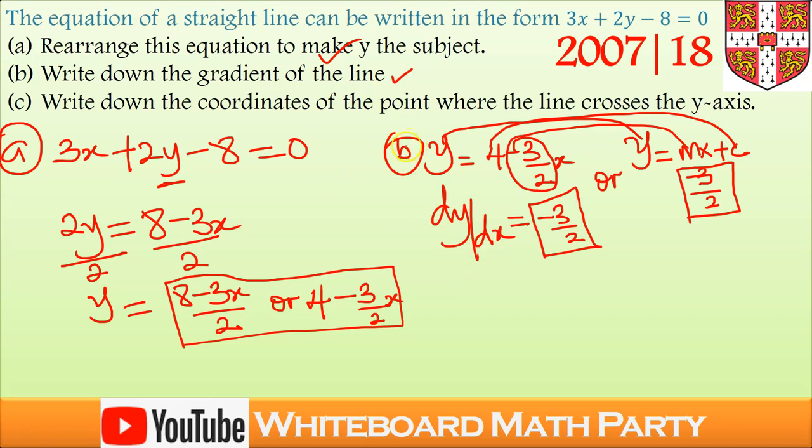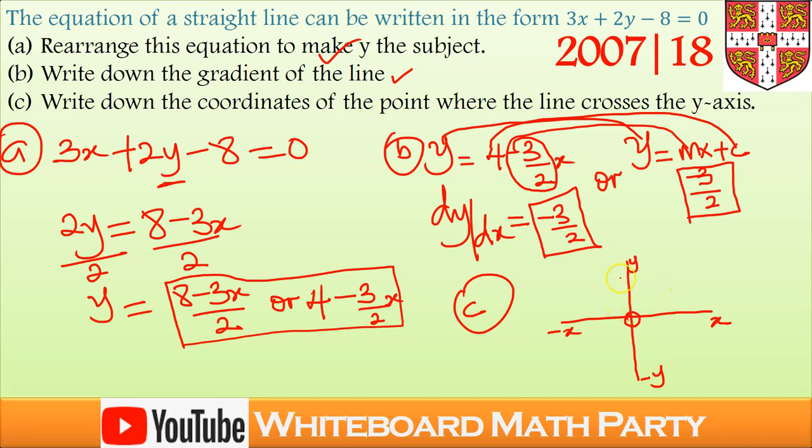Question C says, write down the coordinates of the point where the line crosses the y-axis. That is the C question. This is one of the easiest questions we've answered so far today. For us to be able to write the coordinates of the point, just imagine yourself drawing the graph on the different axes, the y and the x-axis. Okay, now this is our x-axis, this is the negative x-axis, and remember, this is the 0 point.